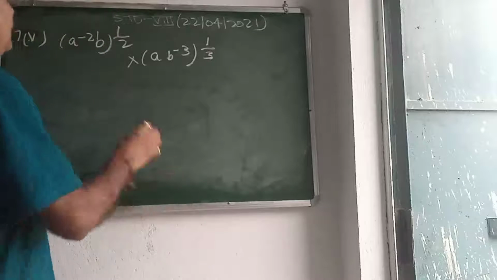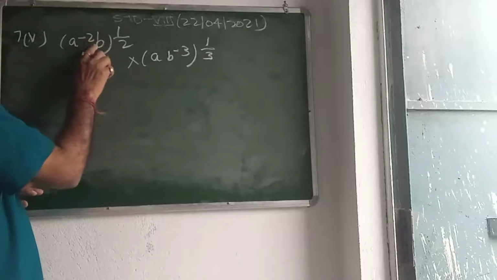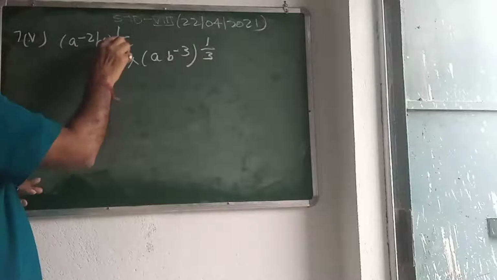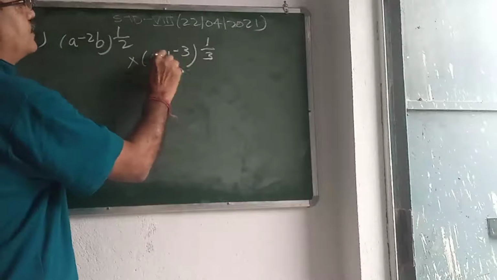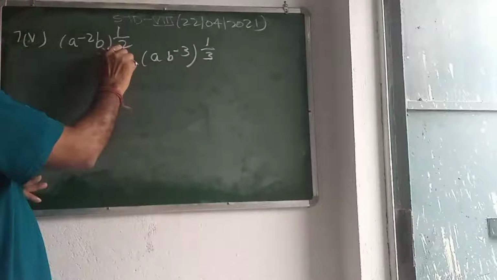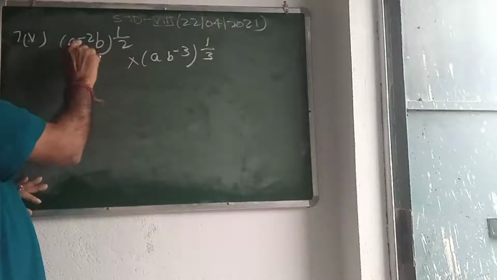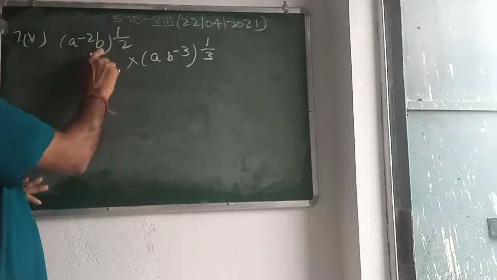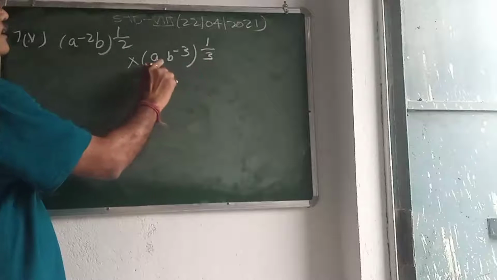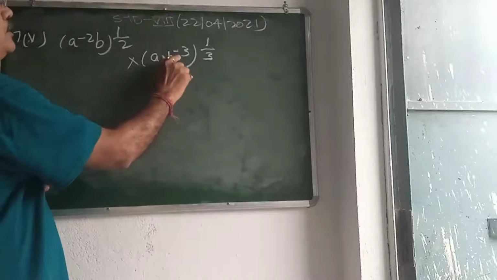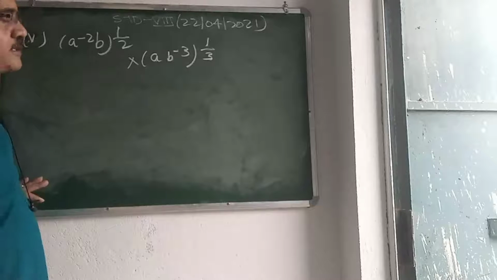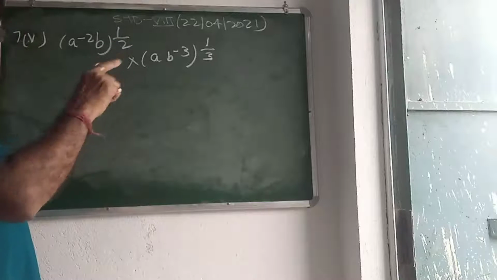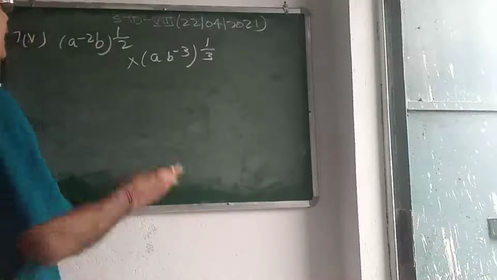How to simplify? Since there is a to the power minus 2 and b in the first bracket with the power 1 by 2. Here also a into b to the power minus 3 with the power 1 by 3. Means 1 by 2 is the power on a as well as on b. We will use the third rule of exponents, power to the power, then both powers will multiply.